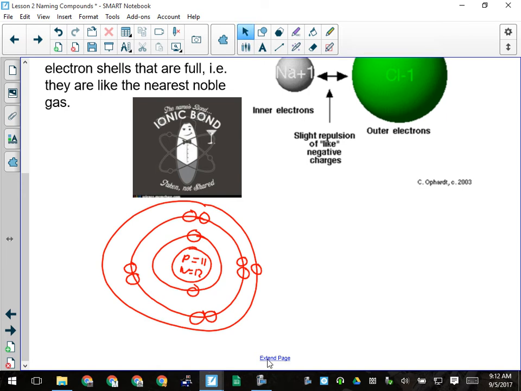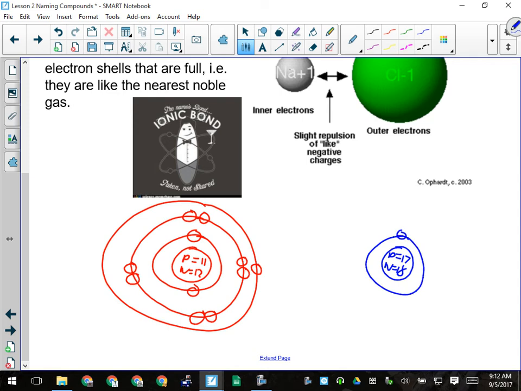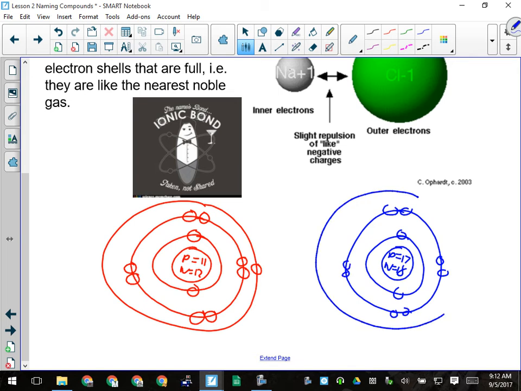Now with chlorine, chlorine has 17 protons and 18 neutrons. If I'm looking at a chlorine atom and I draw its nucleus, P equals 17, N equals 18, then we look at how many electrons it has to have: 17. 2 in the first shell. Now we're up to 10. This next shell, which is the same shell that sodium had, is going to have 7 in it.